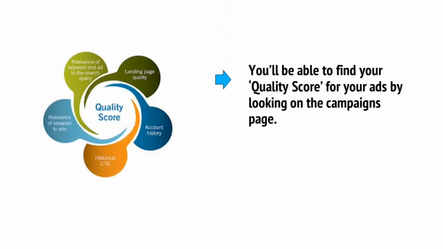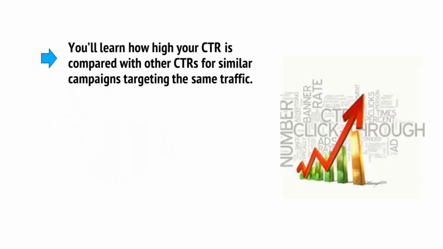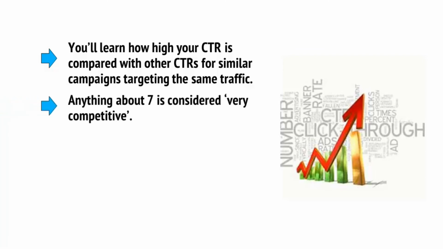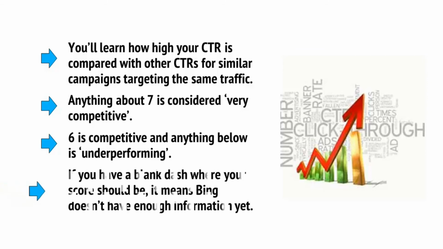You'll also be able to do a lot more tracking for your ads, and looking around the dashboard will help you to find all kinds of useful options. For example, you'll be able to find your quality score for your ads by looking on the campaigns page. This gives you a score from 0 to 10 that will show how your ad is performing. You'll learn how high your CTR is compared with other CTRs for similar campaigns targeting the same traffic. Anything above 7 is considered very competitive. 6 is competitive, and anything below is underperforming. If you have a blank dash where your score should be, it means Bing doesn't have enough information yet.